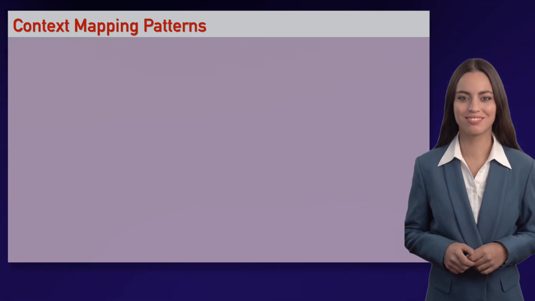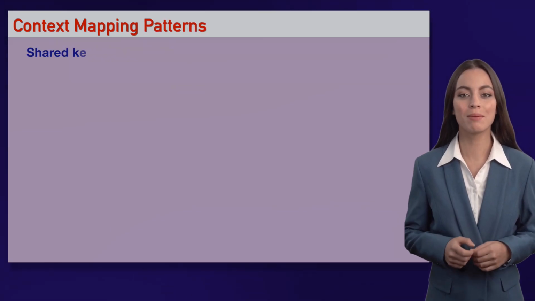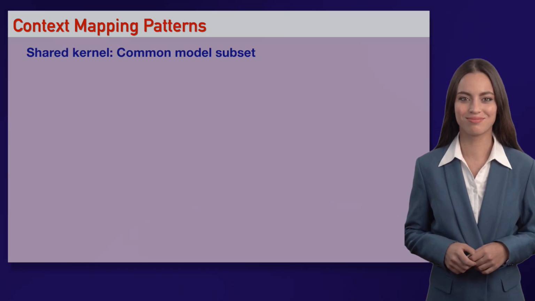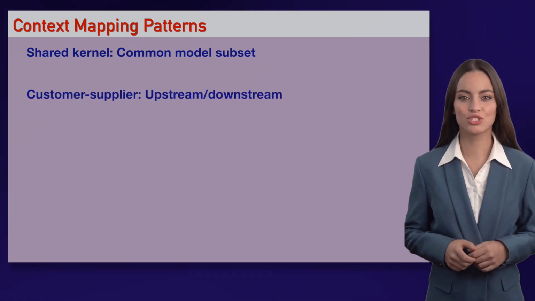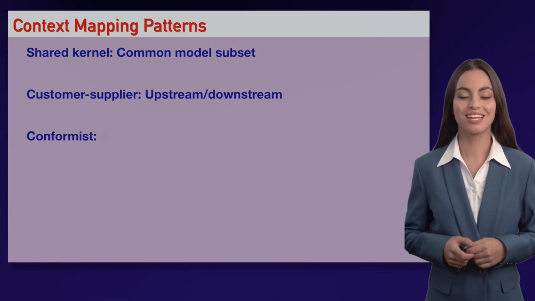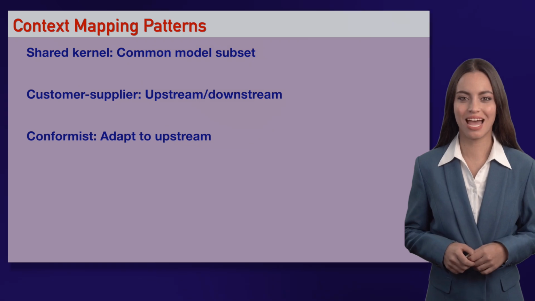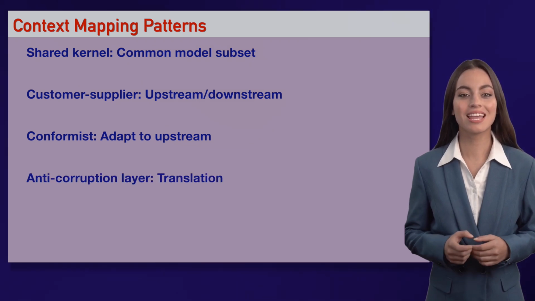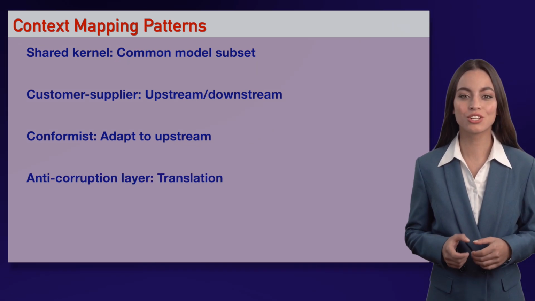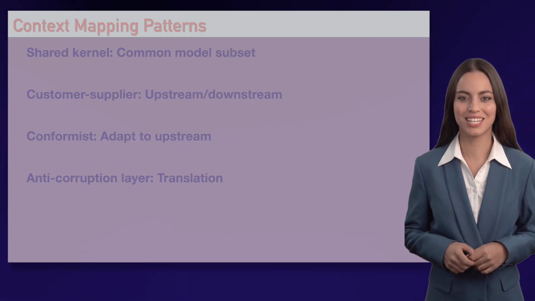Context mapping patterns. Shared kernel for a small common model between contexts. Customer-supplier for upstream-downstream relationships with contracts. Conformist, where downstream adapts to the upstream model. Anti-corruption layer translates external models to protect internal purity.